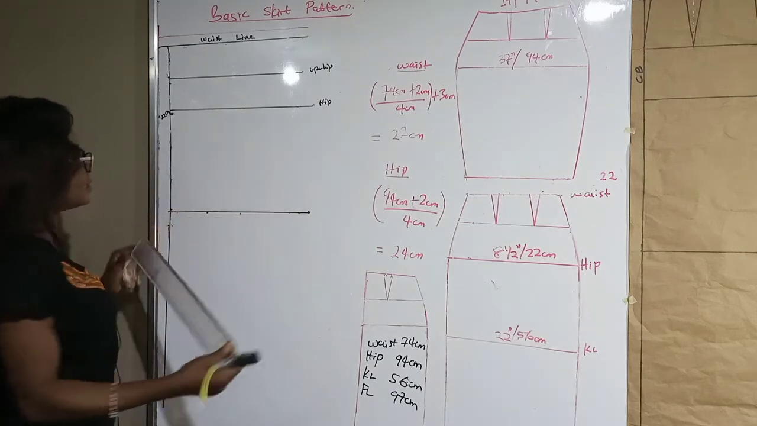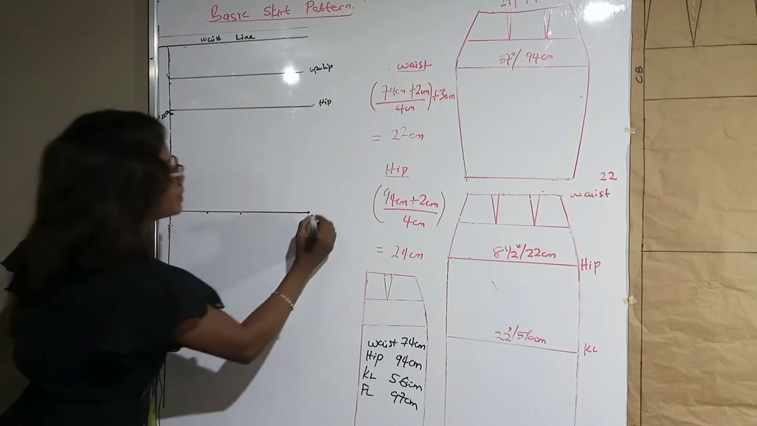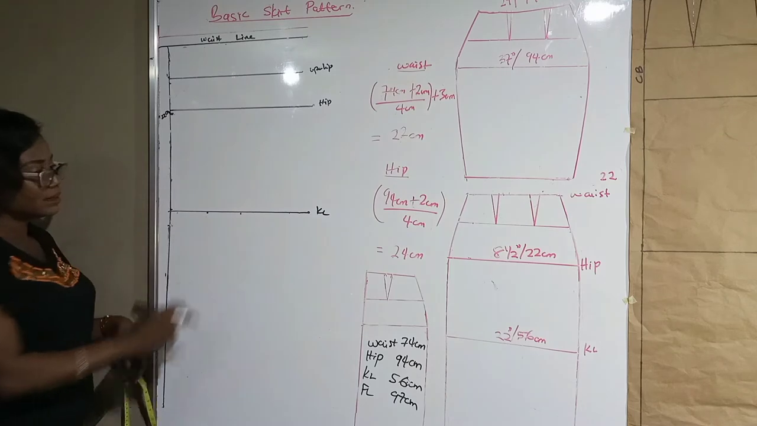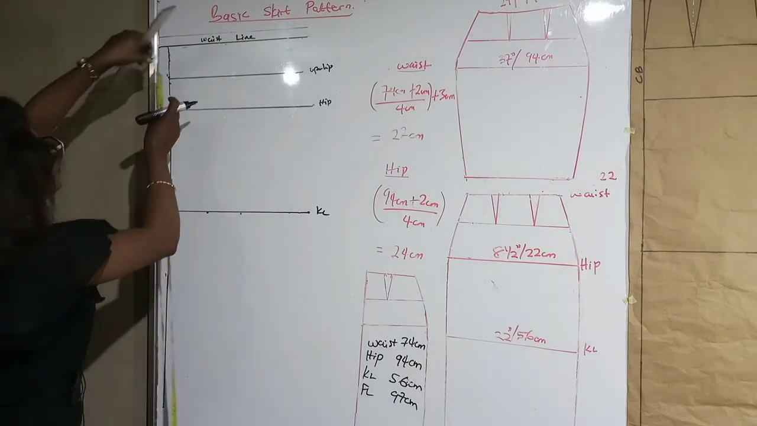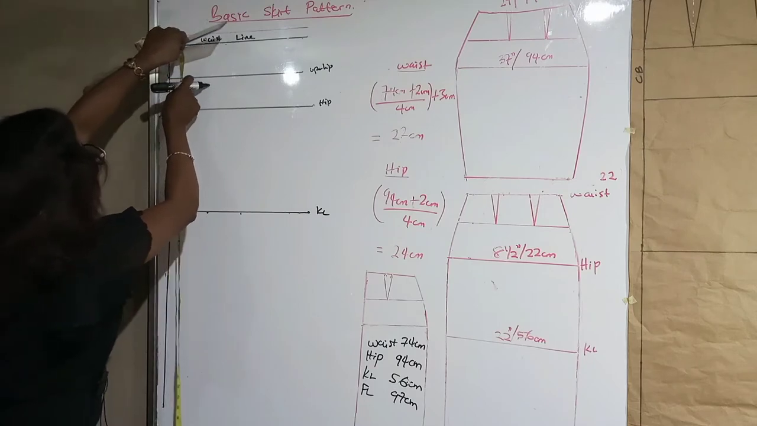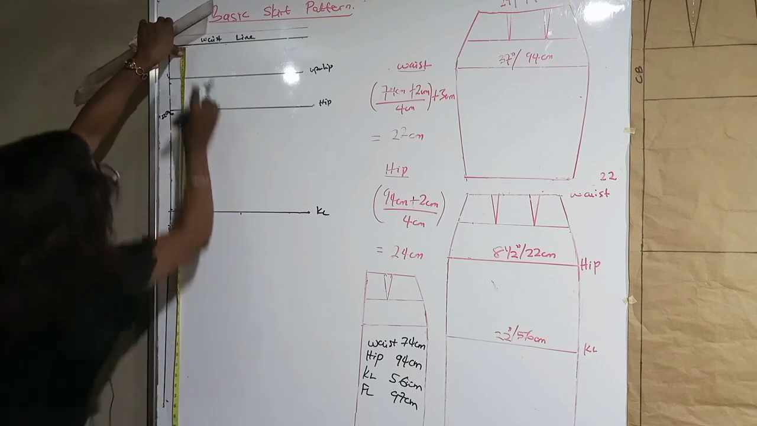Please avoid a slanting line. Make sure that your lines are all accurate. So that will be the knee length. Now the full length, 97 cm. Do the same from the waistline.